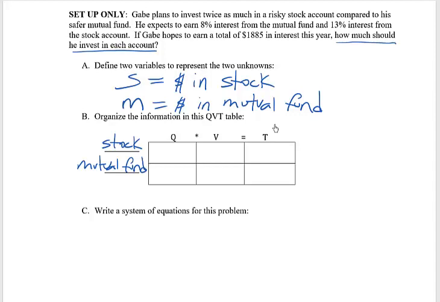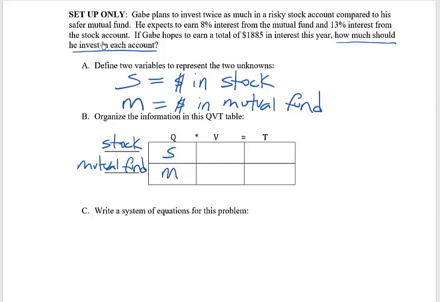Let's see, so this box would be how much money he started with in the stock. Well, I don't think I know that, but I gave it a name right here. We called it S. This box would be how much money he started with in the mutual fund. We gave that a name. We called that M. The valuation, remember, in an interest problem is the actual interest rate, and we were given that for each one.